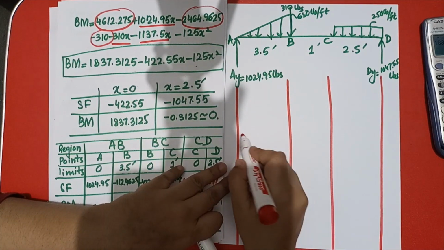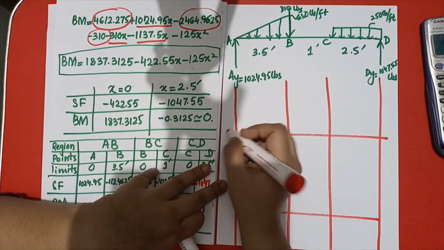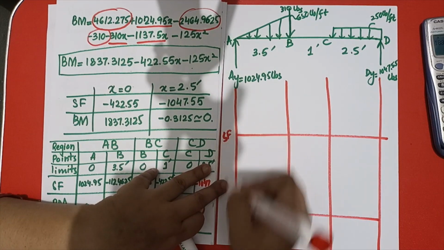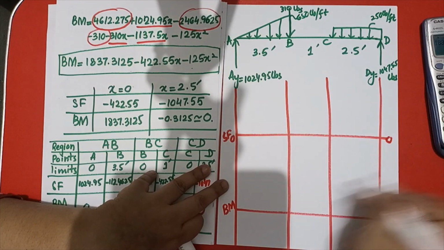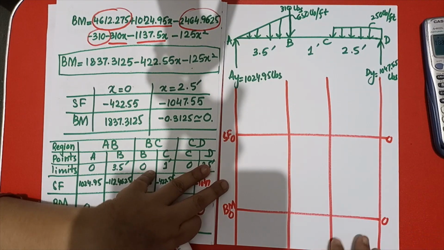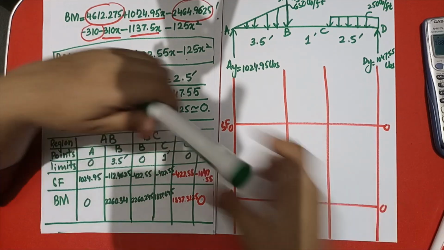Now this is the line, and this is the shear force line, and this is the bending moment. So it starts from 0, 0 and 0. You already know these things. Now we are going to put the values.